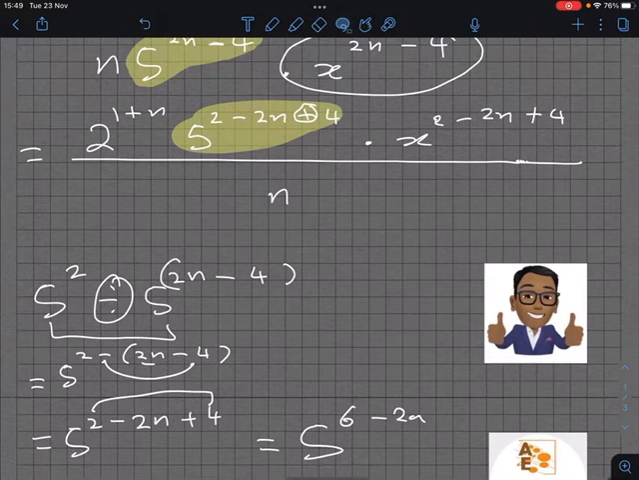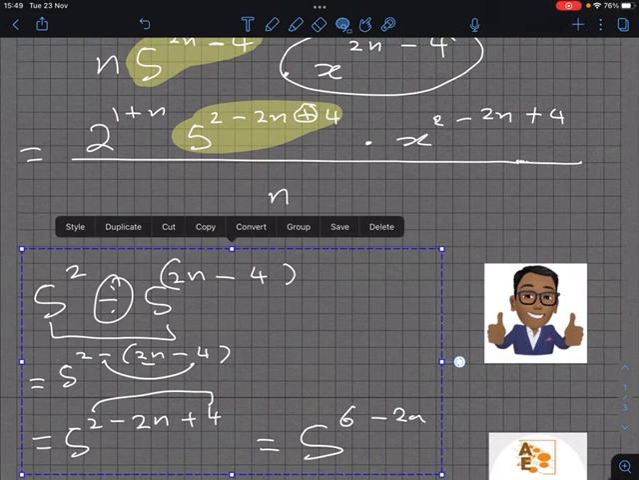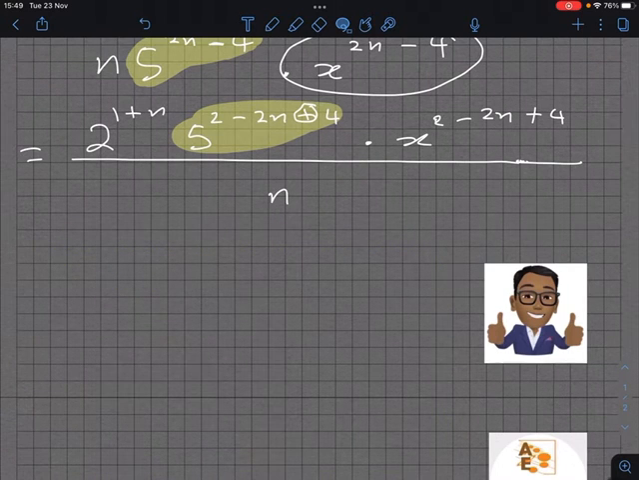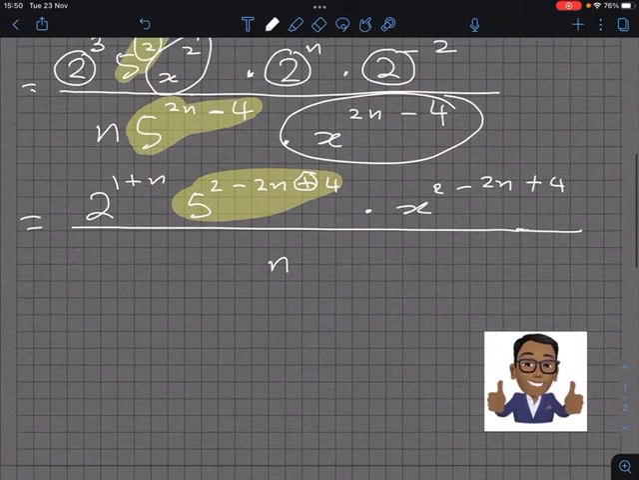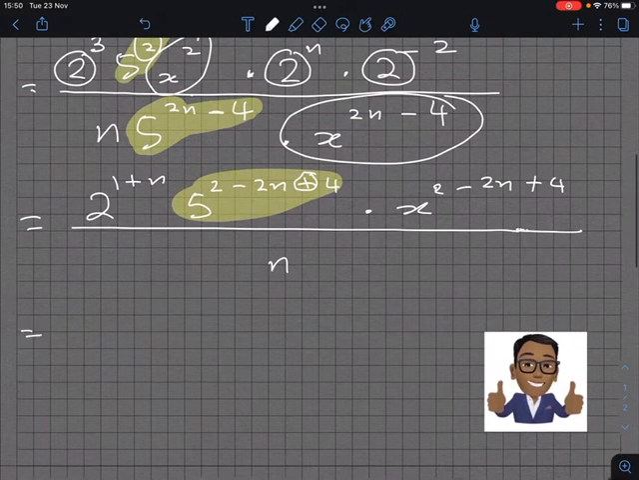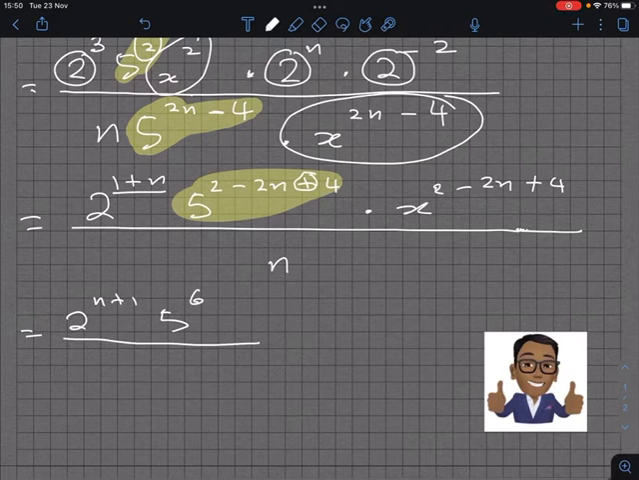Okay, so let me erase this one again. If you want to watch it again, yeah. Okay, so from here what we can do is further simplify, right? So 2n plus 1, same thing, I just want the n to be in front. 5 will be 6 minus 2n, right? Multiply by, this is over n, multiply x to the power of 6 minus 2n.